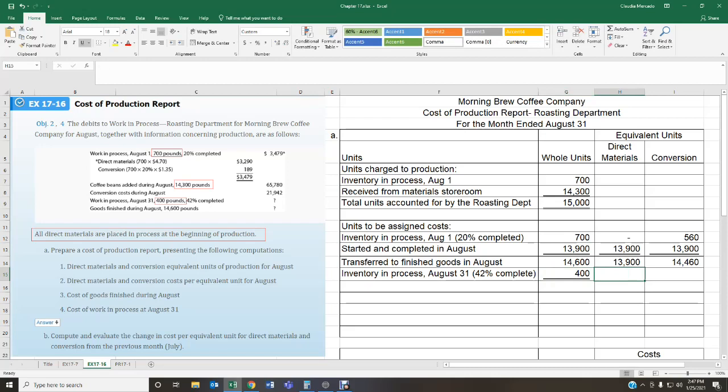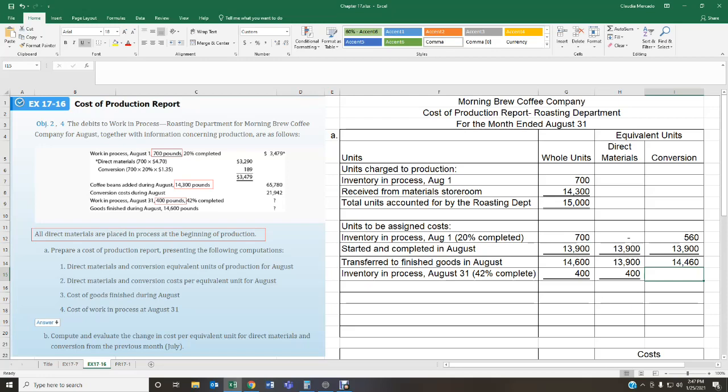Okay. Now, how much am I going to charge for my direct material equivalent units of production? Well, we did start these 400 pounds in the month of August, and it says here that all direct materials are placed in process at the beginning of production. So because August is the beginning of production, I'm going to charge the 400 to my direct materials. Even though they're not done, I add my materials at the beginning of production, regardless if they're completed or not. Okay, so 400 pounds are going to be added to my direct materials.